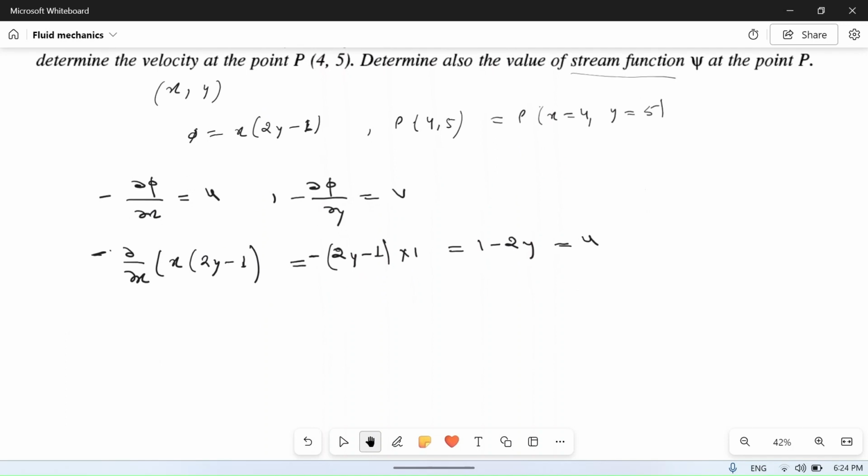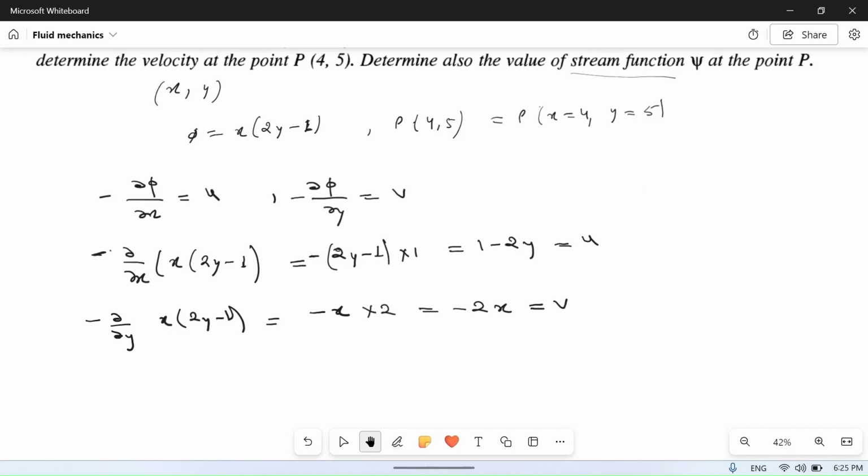Similarly, v is equal to minus del upon del y of phi, where phi is x into (2y minus 1). We are differentiating with respect to y, so x will be constant. It becomes minus x into del upon del y of (2y minus 1), which is 2 for the 2y term and 0 for the 1, so it becomes minus 2x. This is the value of v.